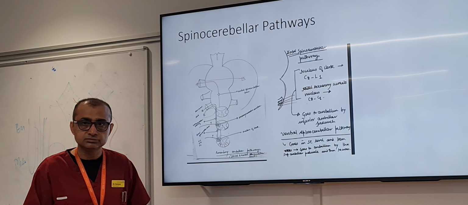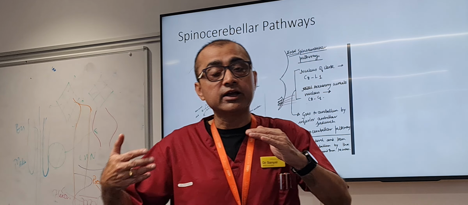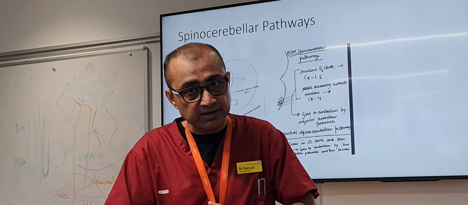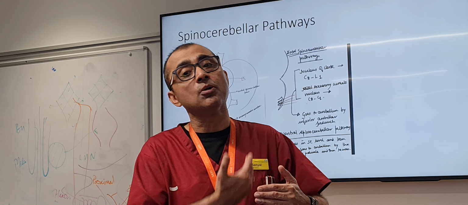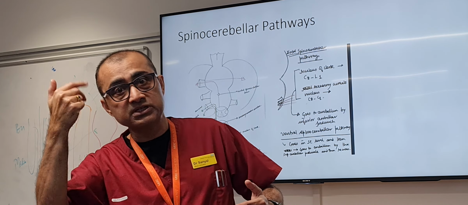Is that clear? But they will cross through the cerebellum. Yes. So they cross first of all in the spinal cord, and then they go to the opposite-sided cerebellum through the superior peduncle, and then they again cross and come back to the same side cerebellum.